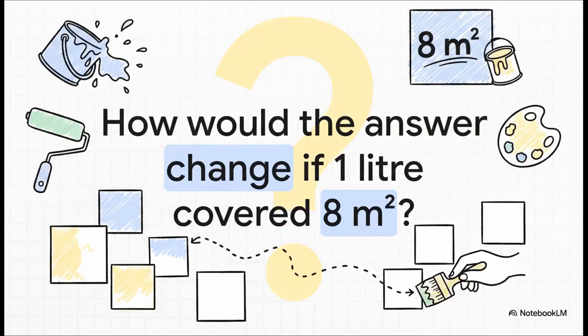So, I'll leave you with a little challenge. Using the exact same process we just went through, what would happen if the paint wasn't quite as good? What if 1 liter only covered 8 square meters instead of 10? Would Petra still have enough? Rerun the numbers and see what you find out.